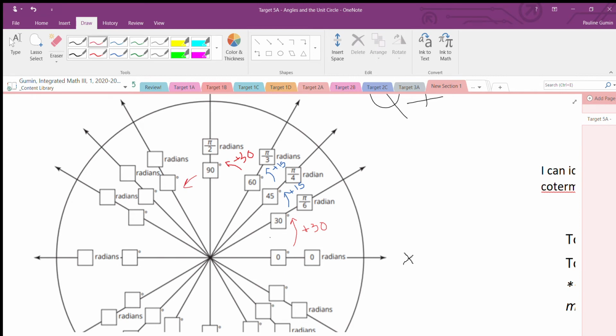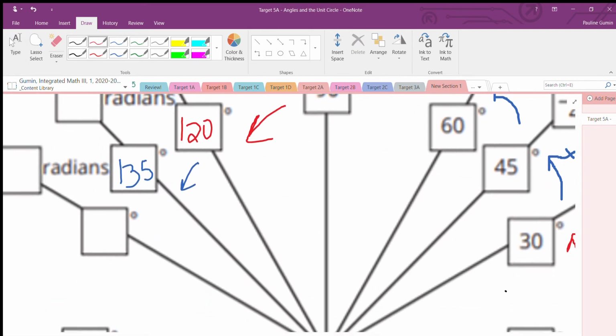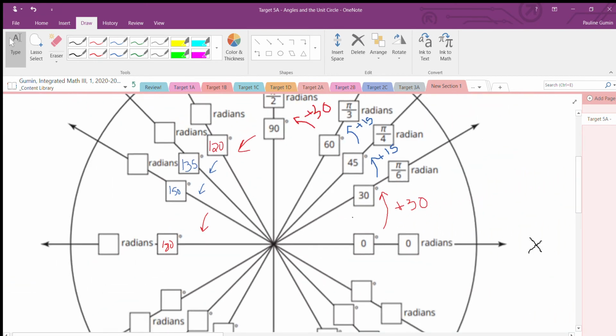So 90 plus 30 is 120. Add 15, 135. Add 15, 150. Add 30, 180. And check that out. We just did half of a circle, 180 degrees. If a full circle is 360, half of it's 180. And it also forms a straight line. It's that x-axis, 180 degrees. Look at how all of this is related. So cool.